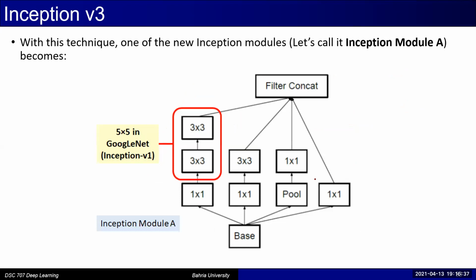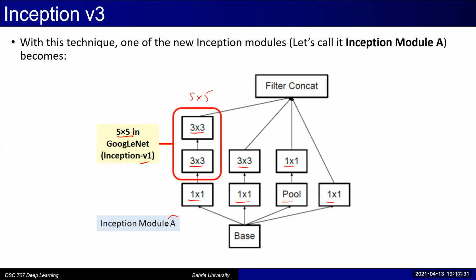Now see how this is exploited in the network. If you remember Inception V1, what did we have? We have this thing, and we had this thing, and this was actually a 5 by 5 convolution. What they have suggested is that this 5 by 5 convolution, which was there in Inception V1, we can replace by two 3 by 3 convolutions. So instead of one 5 by 5, you have two 3 by 3. Otherwise, this whole block is the same as what we have seen in Inception V1. So this is one change that they have suggested: replace the 5 by 5 convolution in Inception V1 with two 3 by 3 convolutions.